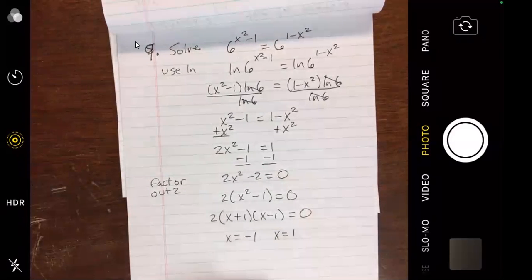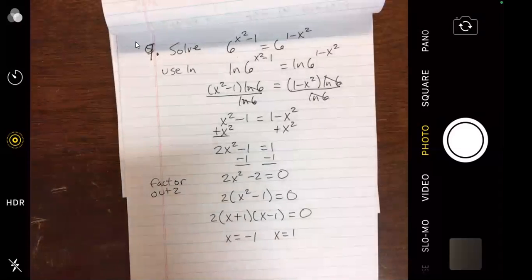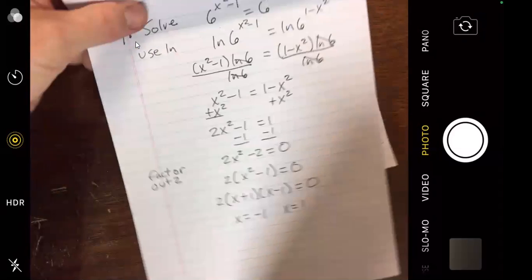Okay. Or of course, I assume everybody knows how YouTube videos work. You can always stop the video and look at something if you need to.